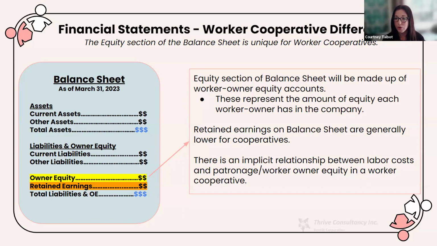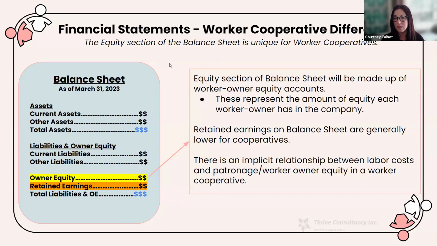Another difference, retained earnings on a balance sheet are generally lower for cooperatives. This is because the worker-owners get paid some patronage out of this retained earnings. There's an implicit relationship between labor costs and patronage for worker-owners, which is also known as worker-owner equity in a worker cooperative. For example, in a worker-owned cooperative, patronage is based on the number of hours worked. So if your labor costs are going up, your patronage will likely go up as well.